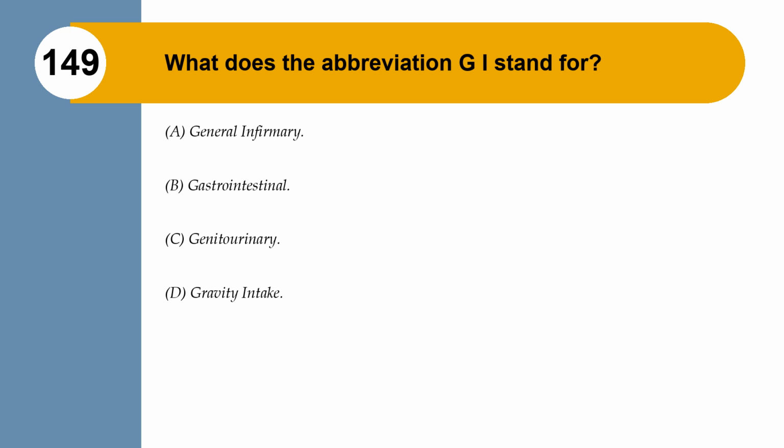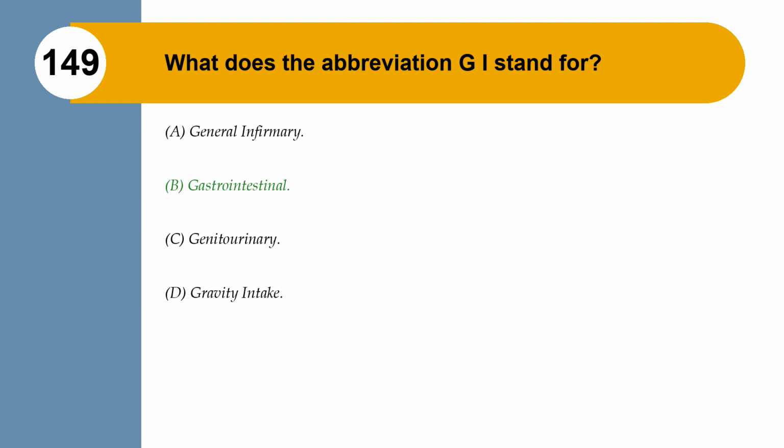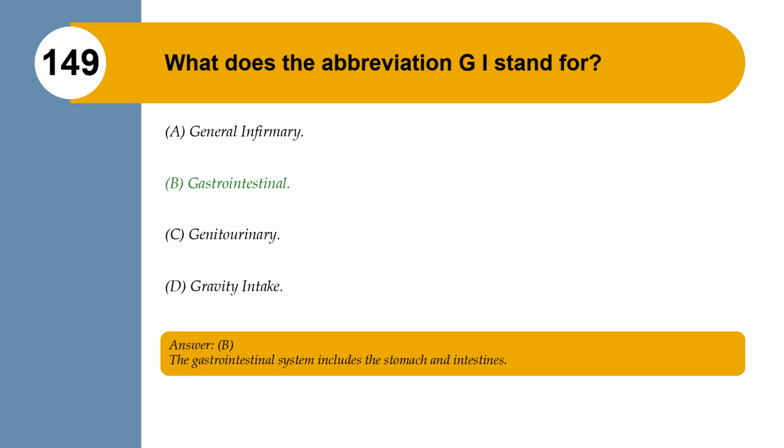Option A, General Infirmary. Option B, Gastrointestinal. Option C, Genitourinary. Option D, Gravity Intake. The correct answer is option B, gastrointestinal. Explanation. The gastrointestinal system includes the stomach and intestines.